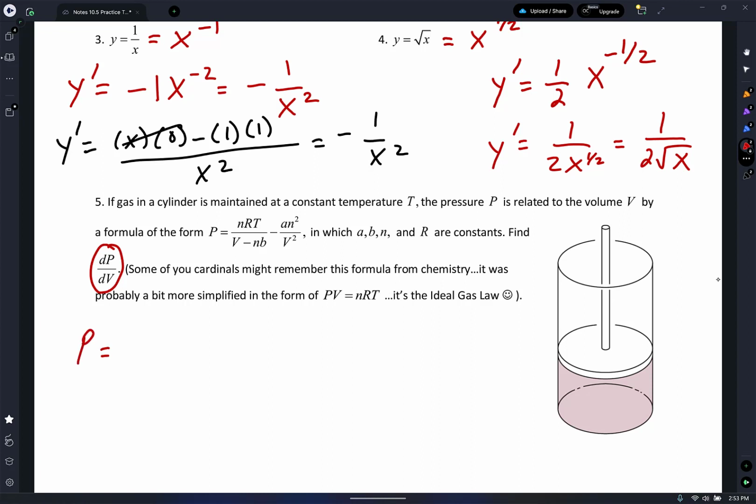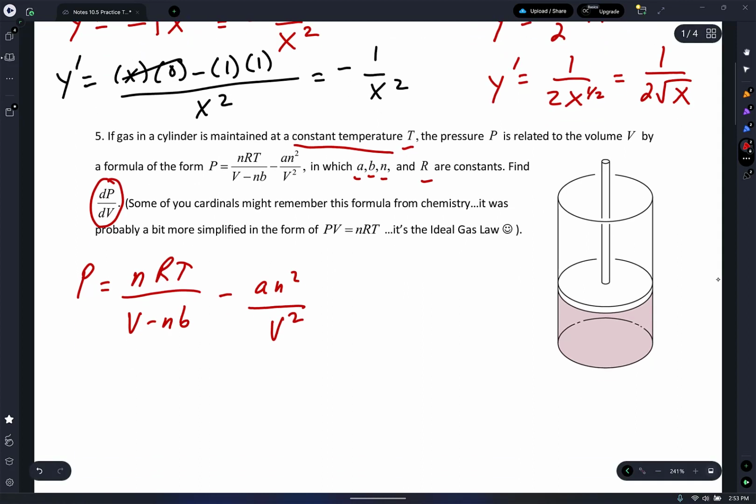P equals, I'm just rewriting it, nRT over V minus nb, minus an squared over V squared. All right, let's see what's a constant. a, b, and R are constants, and T is a constant because it's a constant temperature. Are we okay? All right, here we go.